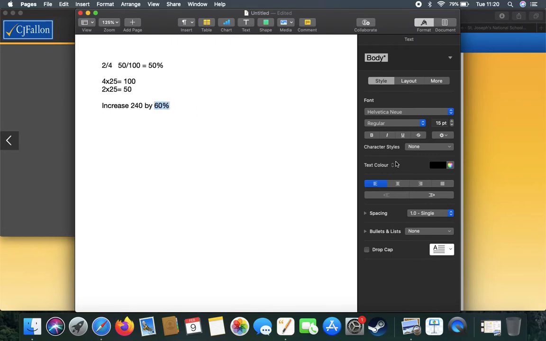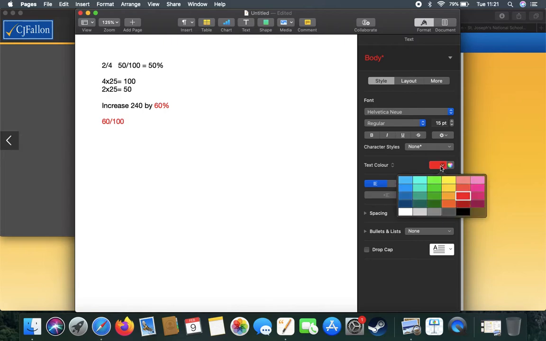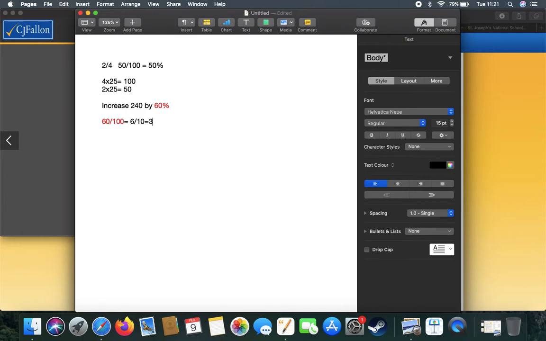The first thing I do is I take my 60% and I think, what is that as a fraction? Well, it's definitely 60 over 100, which simplifies down. I can take off my zeros, so it simplifies down to 6 over 10, which simplifies down into 3 over 5. So it's 3/5. So now I have to find 3/5 of 240. How do I do that? I divide by the bottom, multiply by the top.